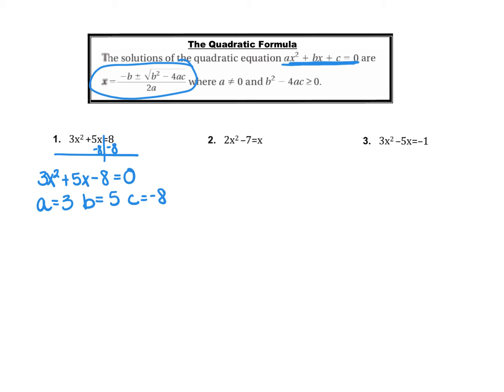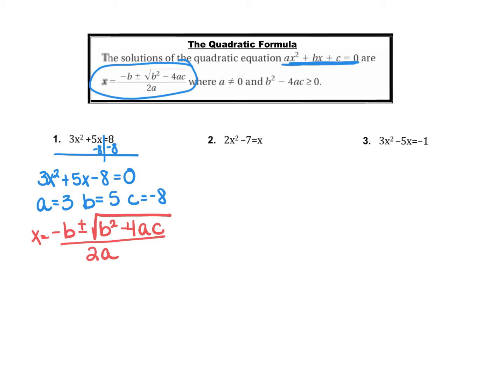Then I'm going to take this formula and rewrite it right here. It's negative b plus or minus, so x is equal to negative b plus or minus the square root of b squared minus 4ac all over 2a. All right, so now we're going to take this a, b, and c and plug it into this formula.